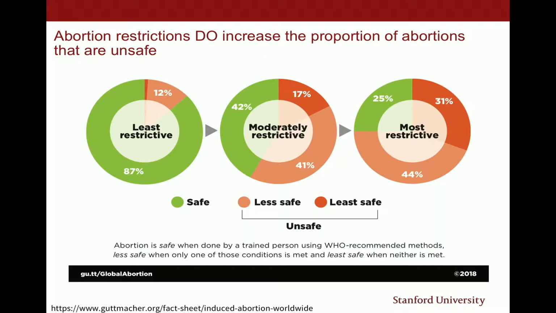And as we discuss the safe, less safe, least safe scenario of abortion care, as we add on more restrictions, we see more and more proportions of unsafe and least safe types of abortion. And no matter what, those abortions still happen, they just become less safe.